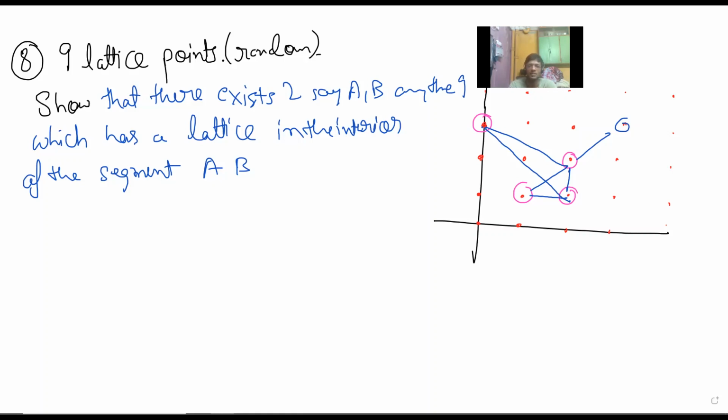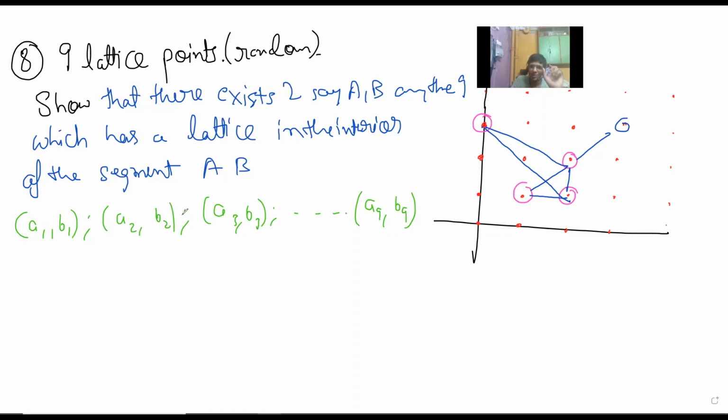So any ideas? You could see in this case, it happened via midpoint, right? The midpoint ended up, right? So in that case also, you have to show that if you take A1, B1, A2, B2, and so on, A3, B3, and so on up to 9, so you have 9 points.